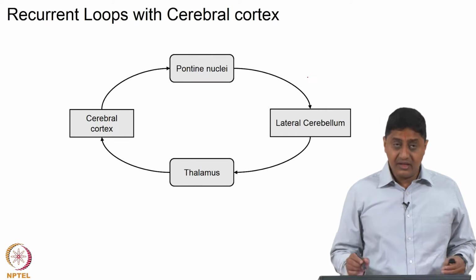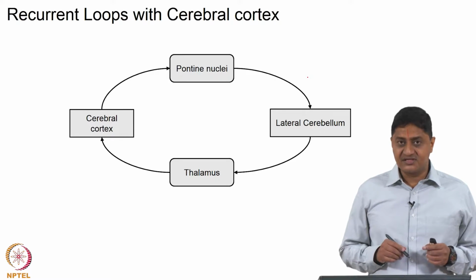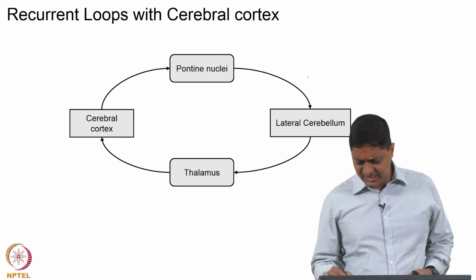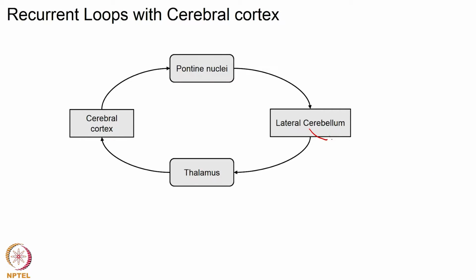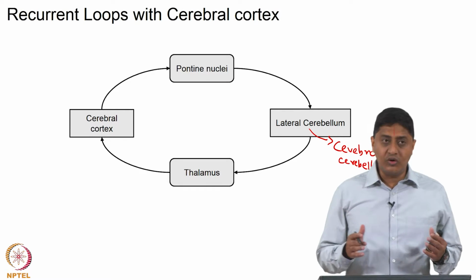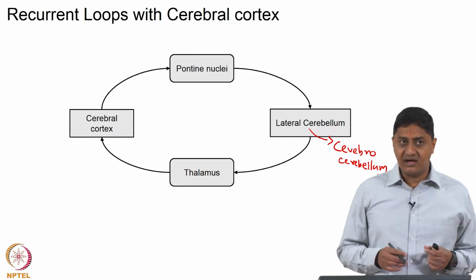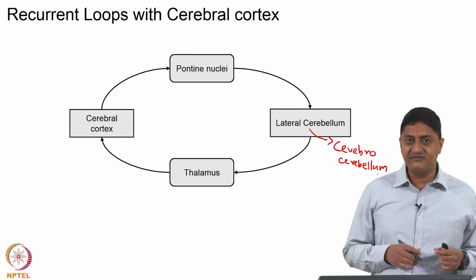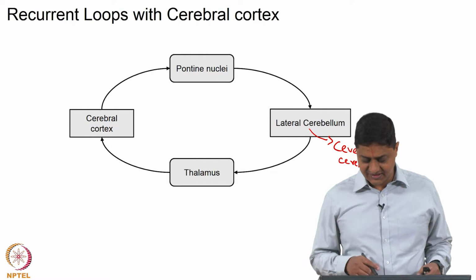So, pons serves as an important source of input to the lateral cerebellum. What do we mean by lateral cerebellum? Lateral cerebellum means cerebrocerebellum, is it not? That is the reason this region of the cerebellum is also called as cerebrocerebellum. The more medial regions are the spinocerebellum and the flocculonodular lobe is the vestibulocerebellum. We have seen this in the previous classes.